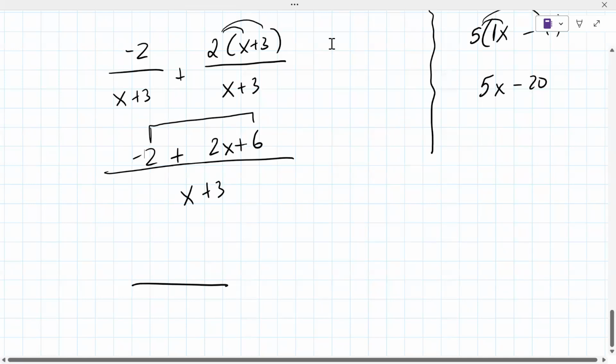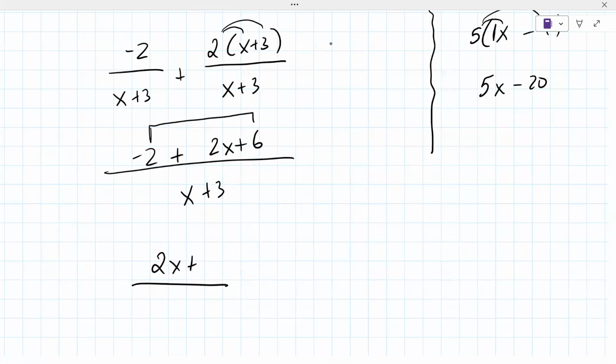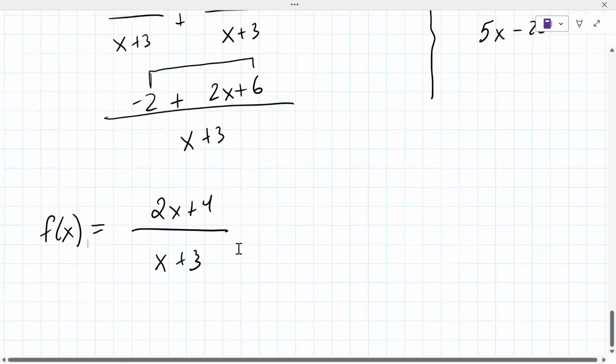Okay, so it's 2x plus 4 over x plus 3. Yep. All right, got it. Let me write it down.